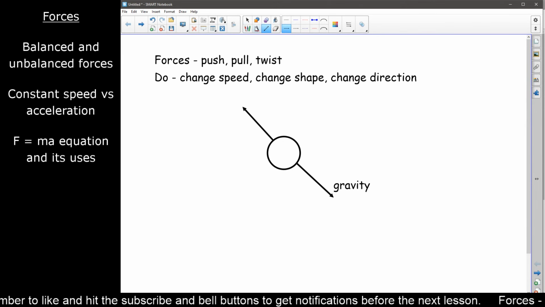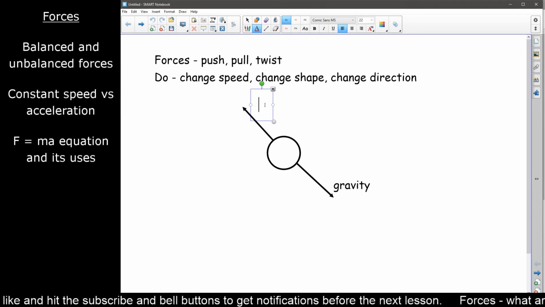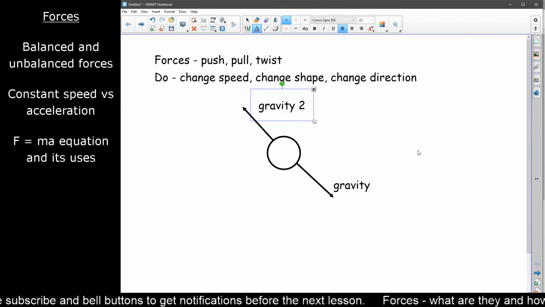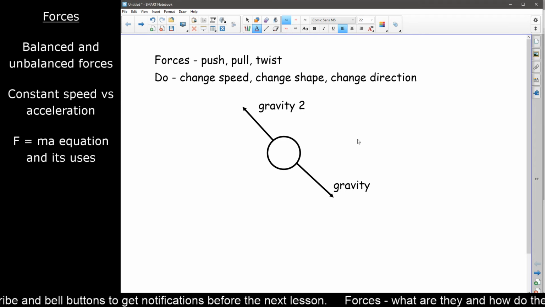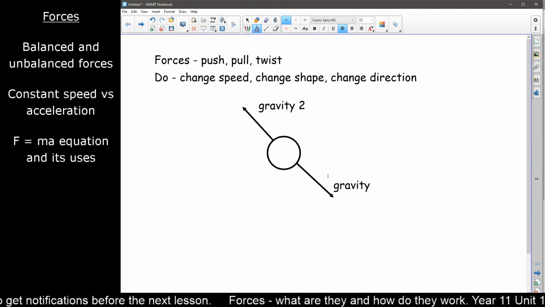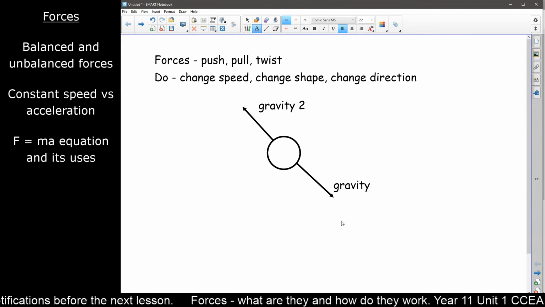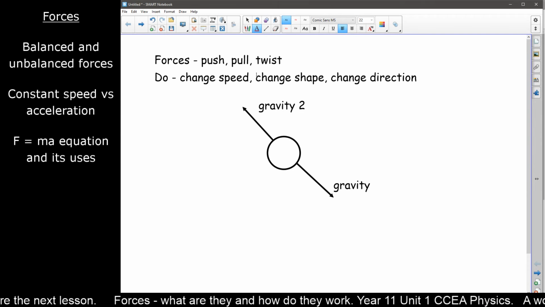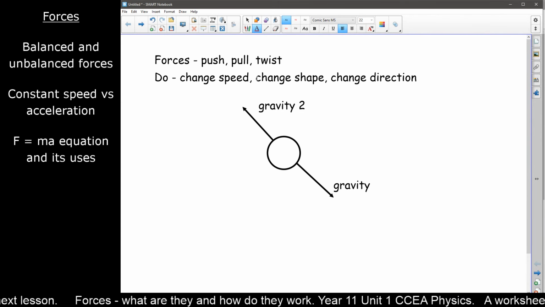Maybe it's the gravity due to some other object somewhere in the universe, so we'll call this gravity 2. And as a result, because these two things are exactly equal to each other and exactly in opposite directions, don't let the diagram fool you, they should be in opposite directions, then whatever effect happens this way is cancelled by whatever effect happens that way, and the result is that you have no change in speed.